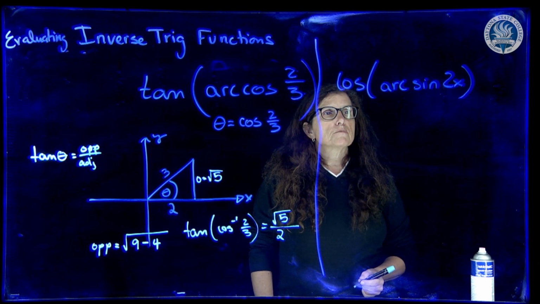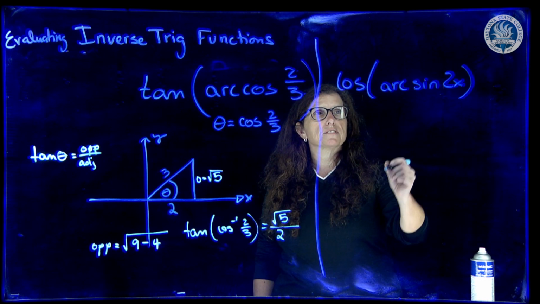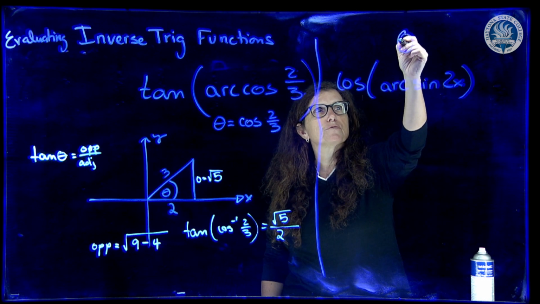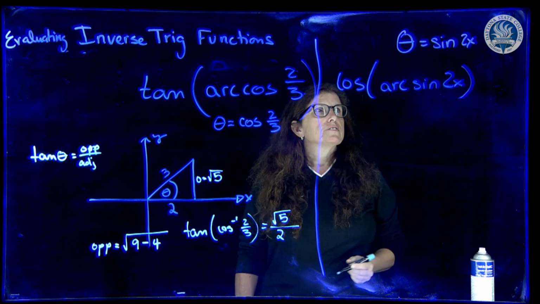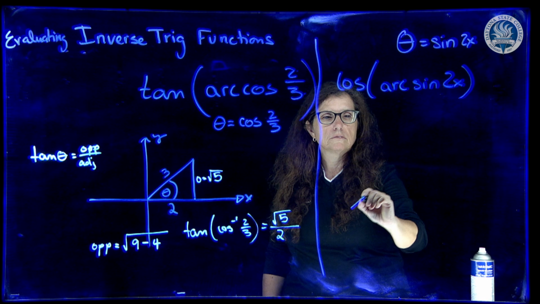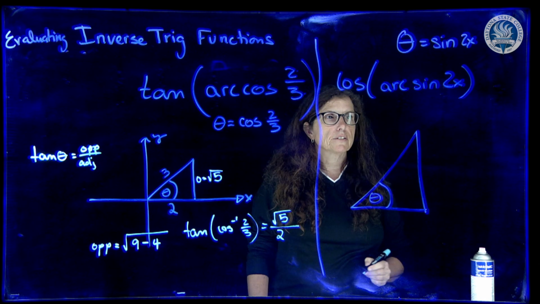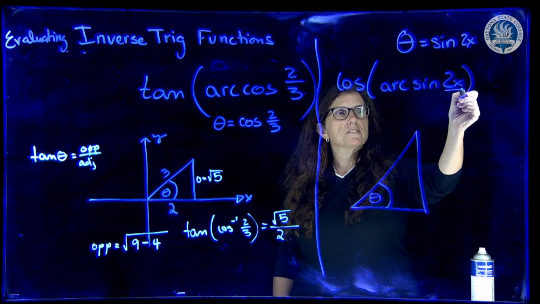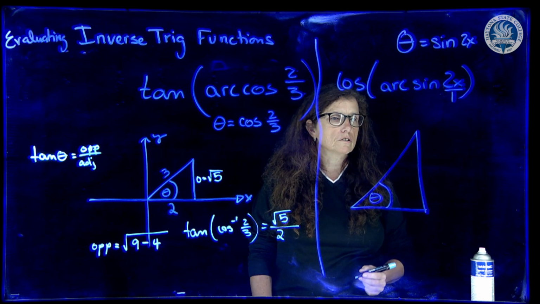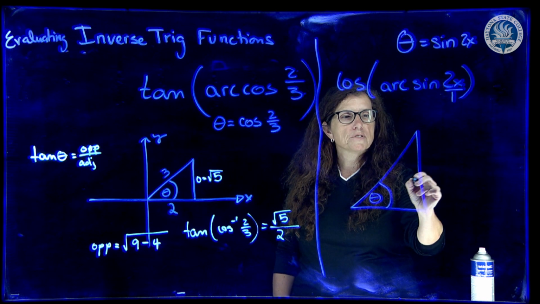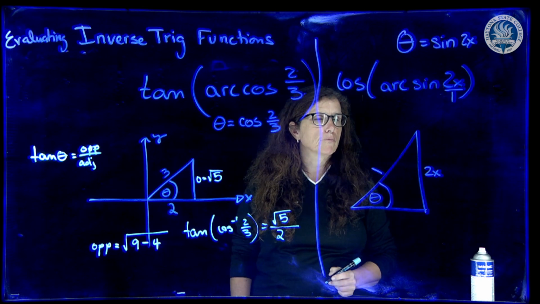Let's take a look at this other problem here. If we're looking for the cosine of the inverse sine of 2x. Again, what does that mean? That means for which angle theta is the sine 2x. Well, let's draw a triangle. Here's theta. Now this 2x is actually over 1, and the sine is defined as opposite over hypotenuse. So the opposite side to my angle theta is 2x, and the hypotenuse here would be 1.